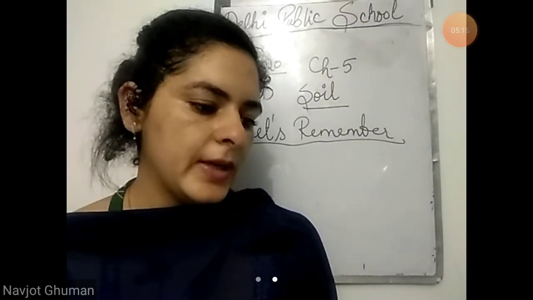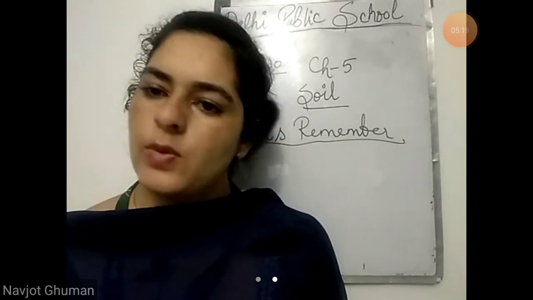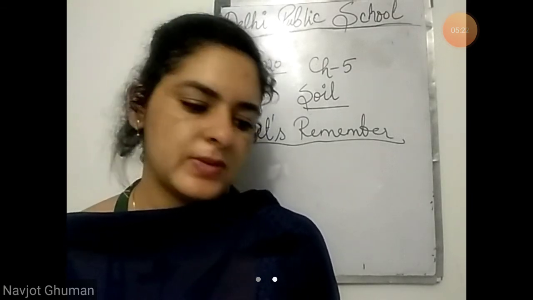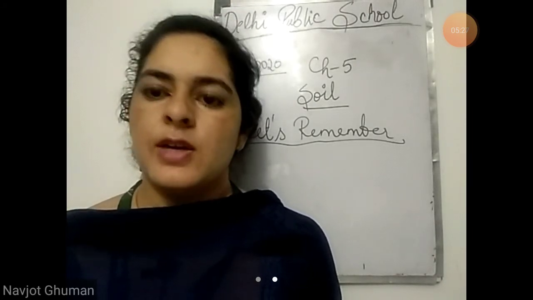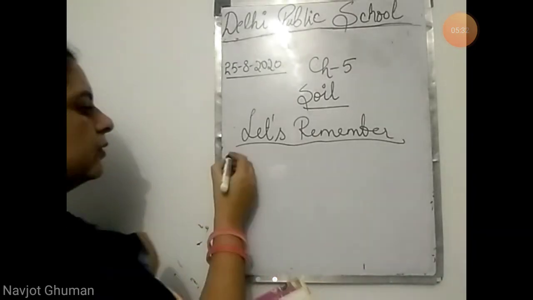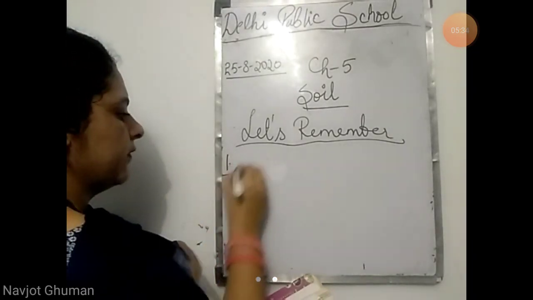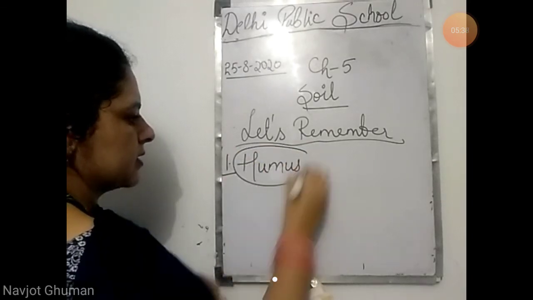First is wind, water, weathering and humus. Wind and water help in weathering. So weathering is related to wind and water. Humus is the remains of dead plants and animals. So which is the odd one from here? We know that is humus. It is not related to wind, water and weathering. In the first, humus is the odd one out. Circle humus.